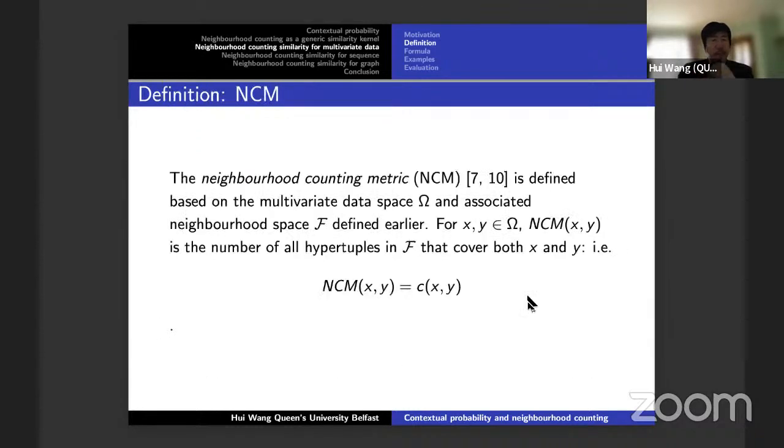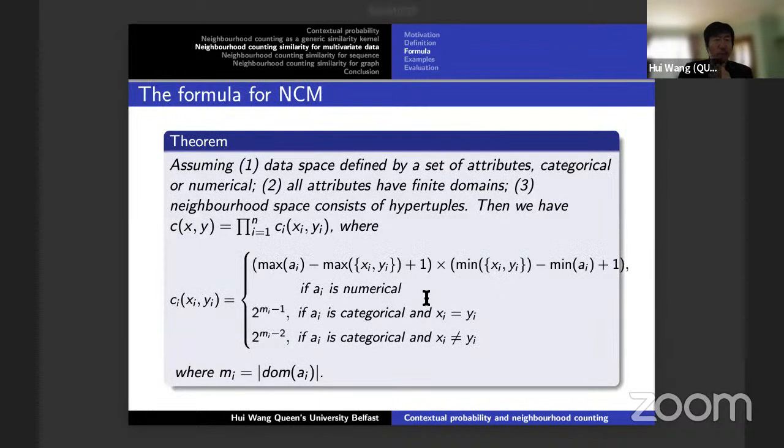Okay, and then the NCM, or the neighborhood counting metric, which was defined in one paper. That is defined based on the multivariate data space omega and the associated neighborhood space. And then this metric is simply defined in this way. So that is the neighborhood counting measure, as we saw earlier on. The definition is fairly simple.